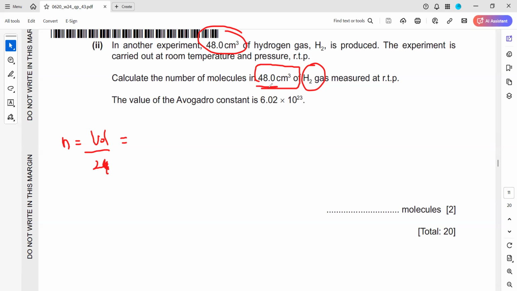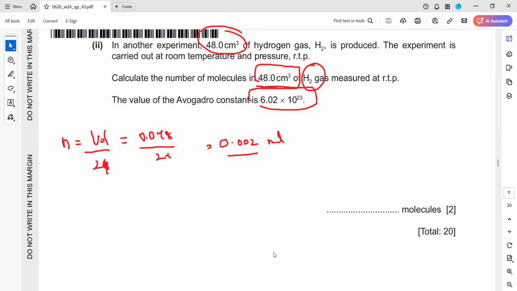So this is 0.048, divided by 24. What's the answer? So 0.002. We got the mole. Then 1 mole has 6.02 times 10 to the 23 particles. Sir, do they always give us the Avogadro's constant? Yes, they do give. The Avogadro's constant value will be given.